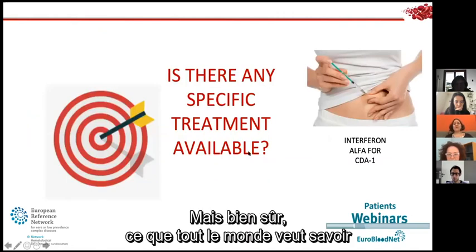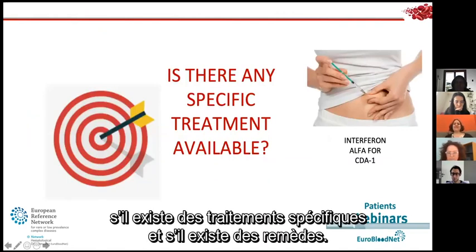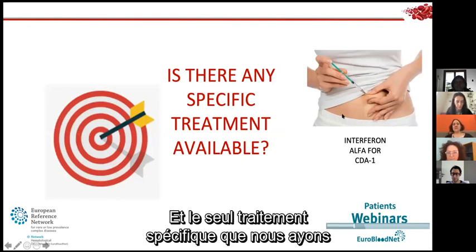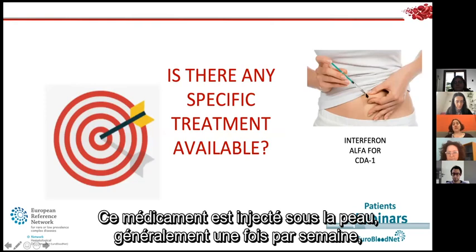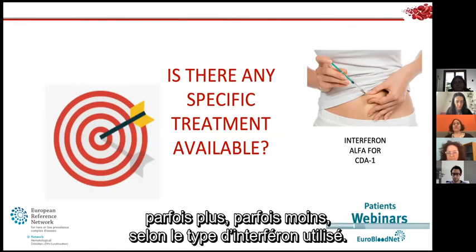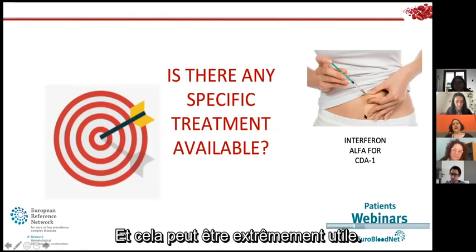But of course, what everybody wants to know is if there are any specific treatments and if there are any cures. And the only specific treatment we have for any subtype of CDA is interferon alpha that's given for CDA I. And this is a drug that goes under the skin, usually once a week, sometimes more, sometimes less, depending on the type of interferon that's used. And it can be extremely helpful.